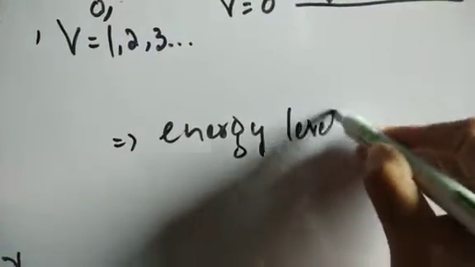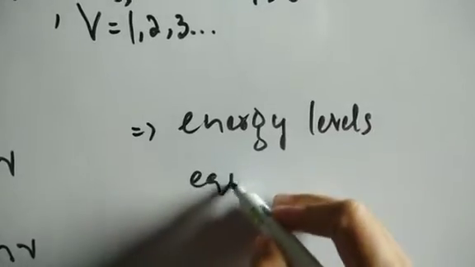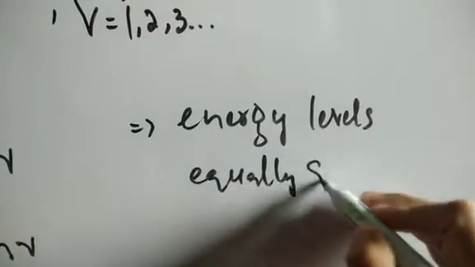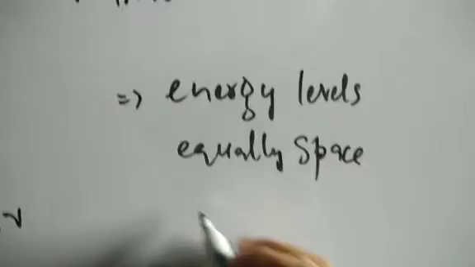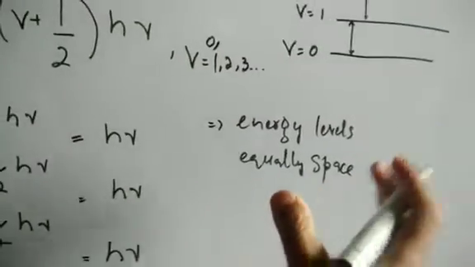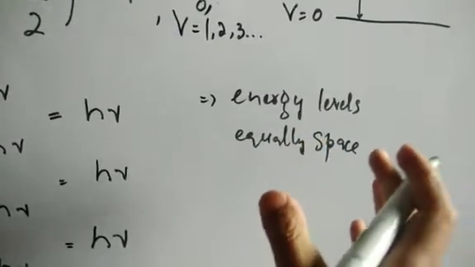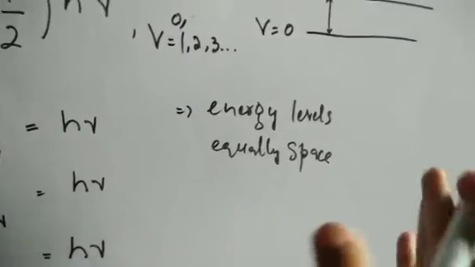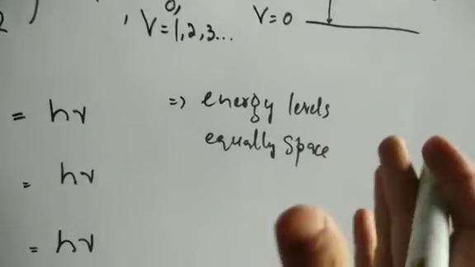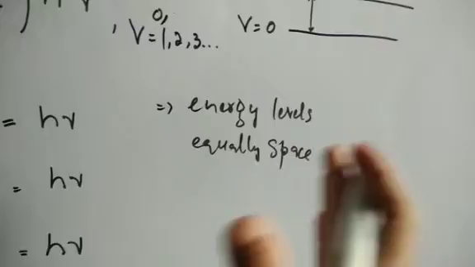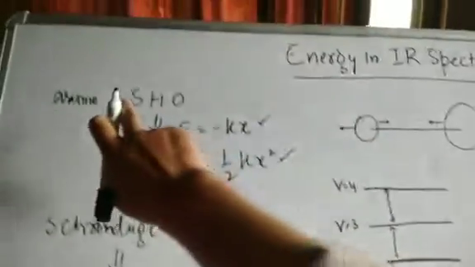Energy levels are equally spaced. Remember, this is the criteria when we are dealing with a molecule, and we assume that the bond length doesn't change, the bond doesn't get broken down during the course of vibration. So we assume that the molecule remains in all these states as a simple harmonic oscillator. It obeys Hooke's law.